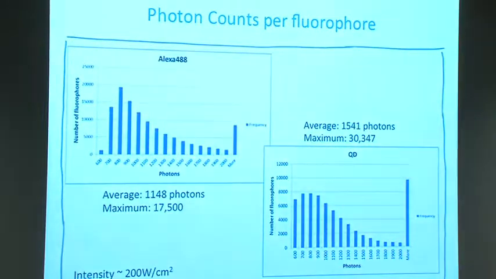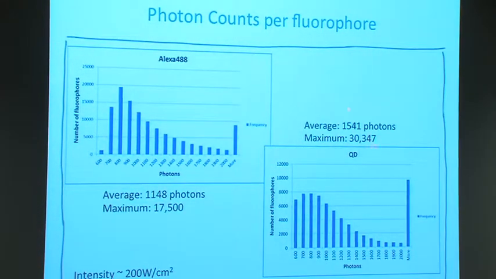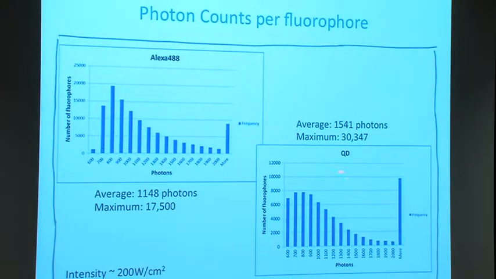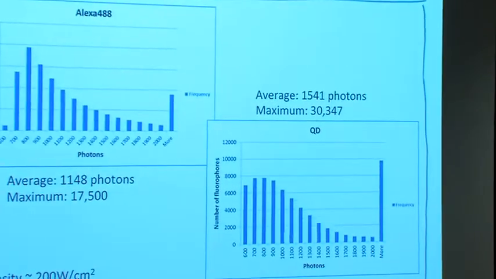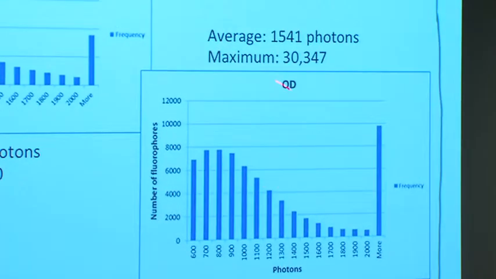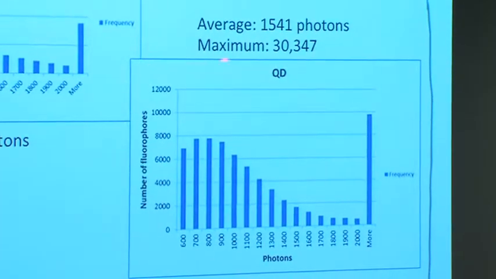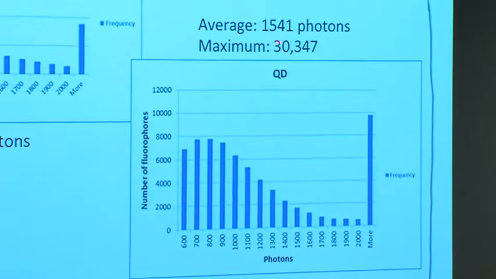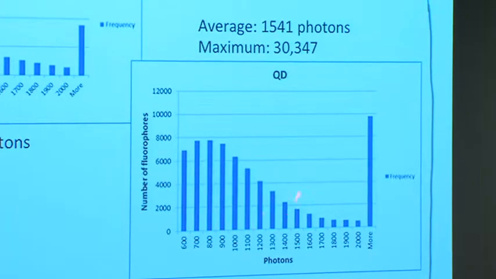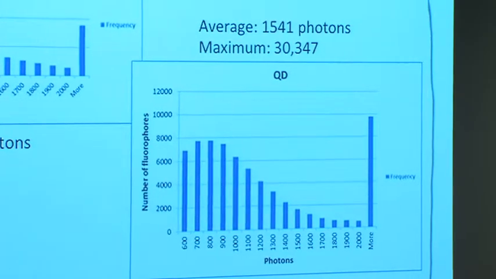We've done some comparisons of Alexa dyes and quantum dots using the bluing process that I talked about before. And we are seeing more photons coming out of the quantum dots as compared to the Alexa dye. From this experiment, we have an average of 1,500 photons from the quantum dots compared to 1,100 for the Alexa dye.